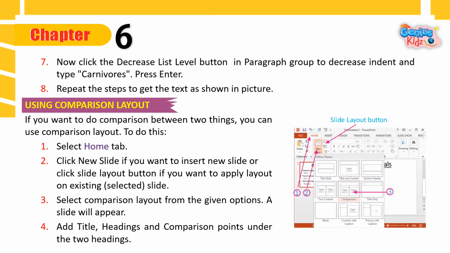Using comparison layout. If you want to do comparison between two things, you can use comparison layout. To do this, 1. Select the Home tab. 2. Click New Slide if you want to insert a new slide, or click the Slide Layout button if you want to apply a layout on an existing, selected slide. 3. Select Comparison Layout from the given options. A slide will appear. 4. Add title, headings and comparison points under the two headings.